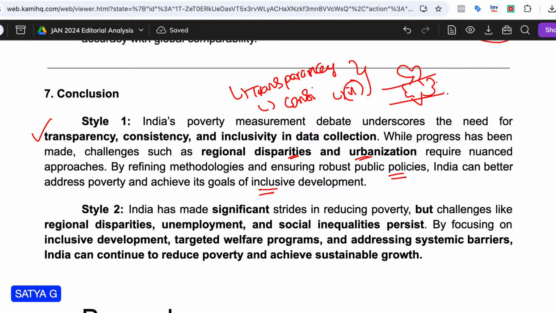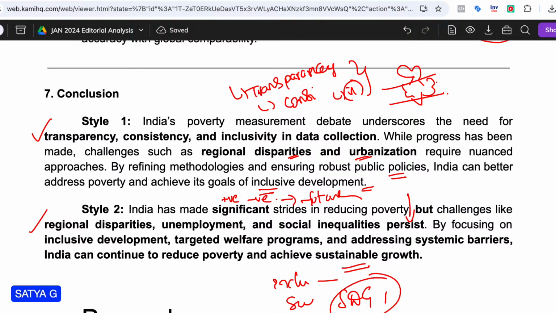And another style: India has made significant strides in reducing poverty, because we have seen from 1950 to 2022 how poverty decreased, but challenges are still there, like regional disparities. It means we slightly mention the positive, then talk about the negative, and finally go to the future, the way forward, mentioning unemployment and social inequality. By focusing on inclusive development, targeted welfare programs, and addressing systemic barriers, India can continue to reduce poverty and achieve sustainable growth. So friends, finally, at the end for this type of social topics and multidimensional concepts, we need to mention inclusive development, sustainable growth, or achieving the Sustainable Development Goals. That concept you need to build.